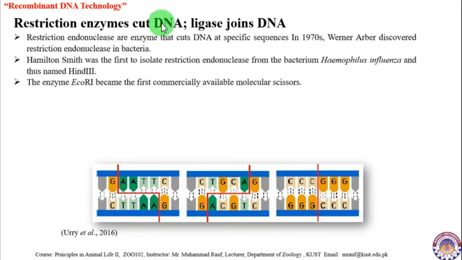And Werner Arber discovered restriction endonuclease in bacteria. And EcoRI became the first commercially available molecular scissor. Why is it called EcoRI? Because it was obtained from Escherichia coli. R stands for restriction enzyme and I means type 1.